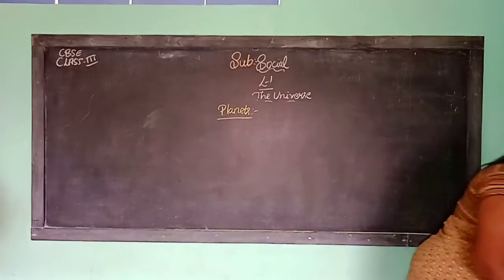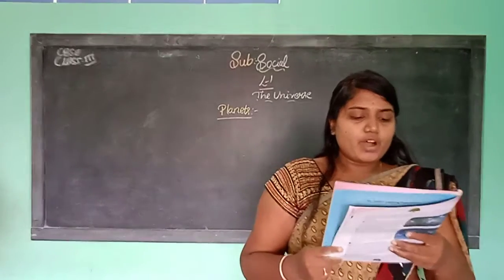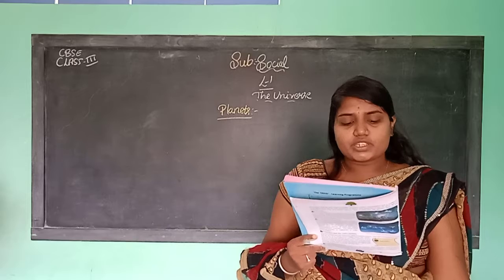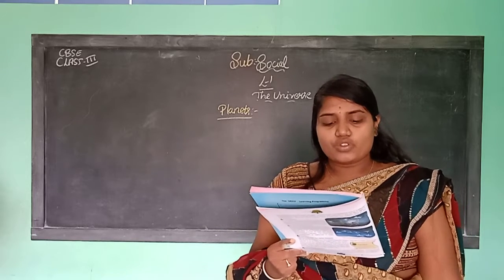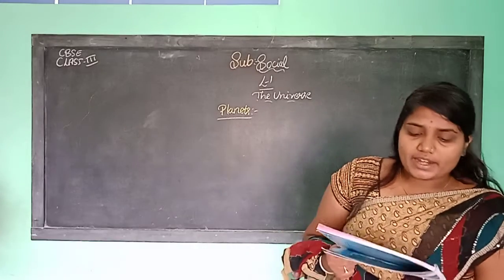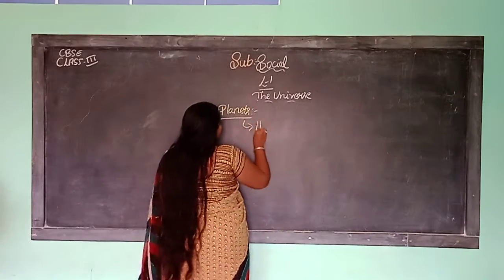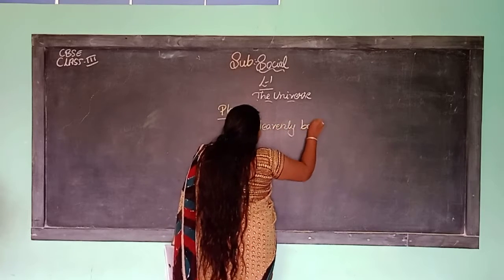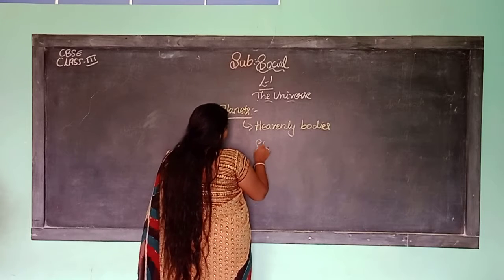Planets are heavenly bodies that move around a star. Some are made up of rocks and some are made up of gases. Planets are the large members of the solar system. They do not have light of their own. They get it from the star they move around. So planets are the heavenly bodies. These all revolve around the star.